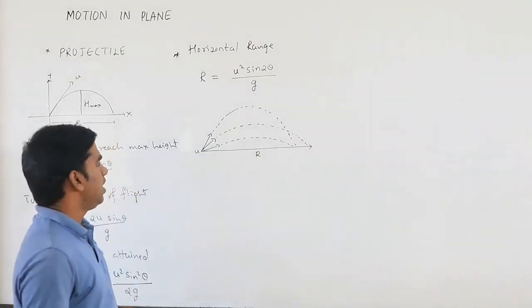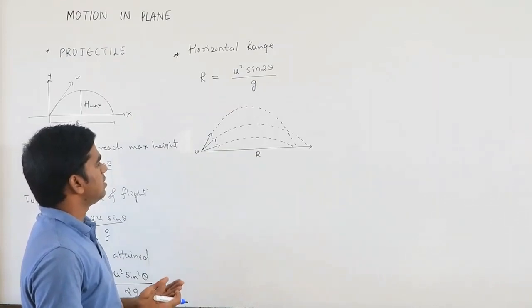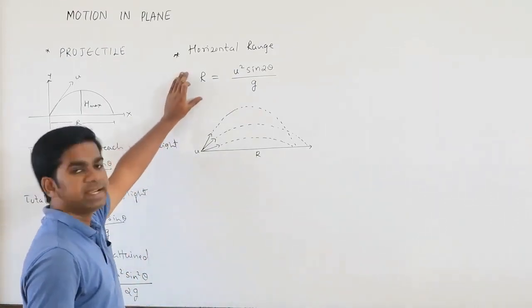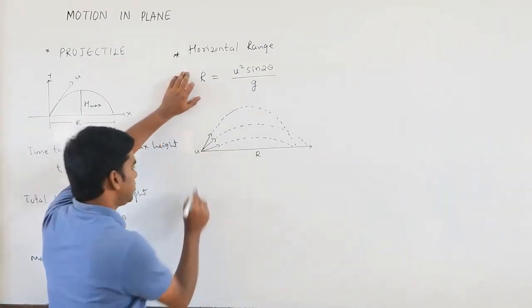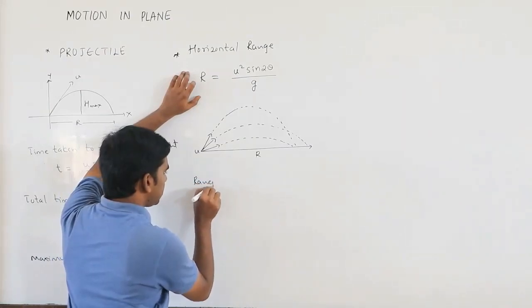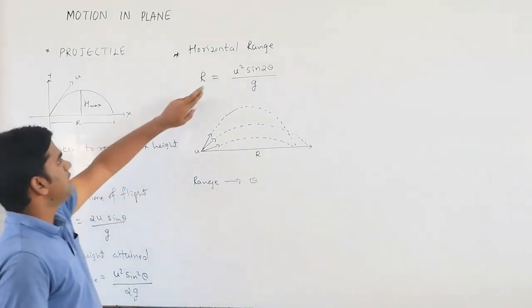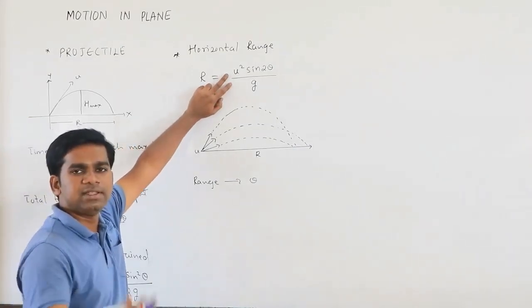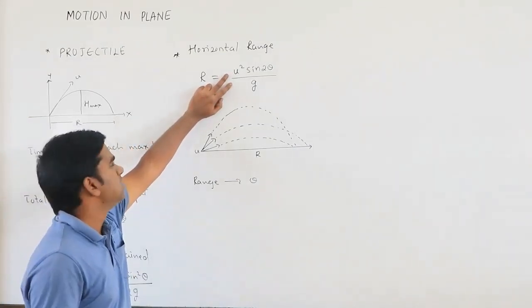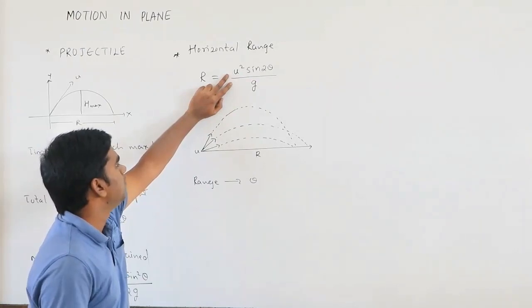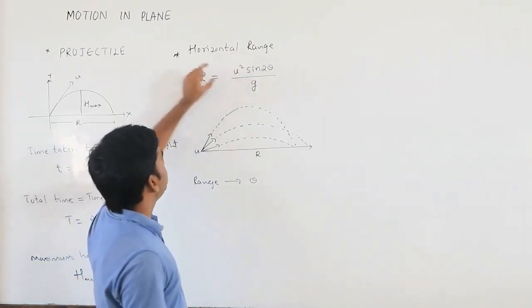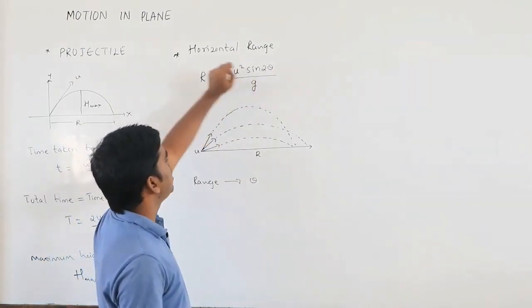So when is the horizontal distance maximum, or when is the range maximum? Range depends on what? Range depends on theta. So don't worry about initial velocity. Take that as a constant, or the maximum you can give, that depends on you. The range depends on the angle theta.